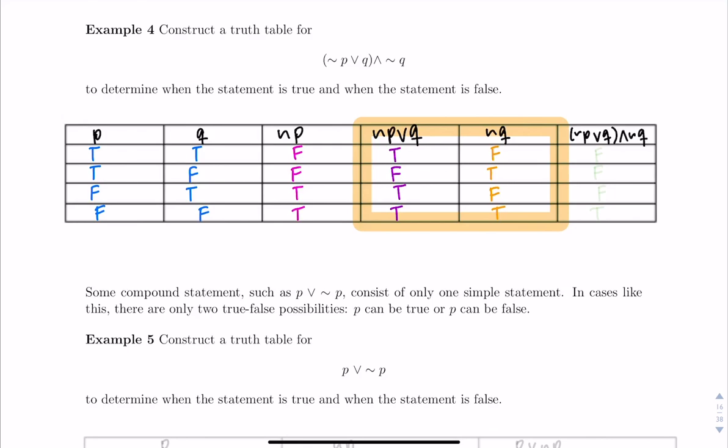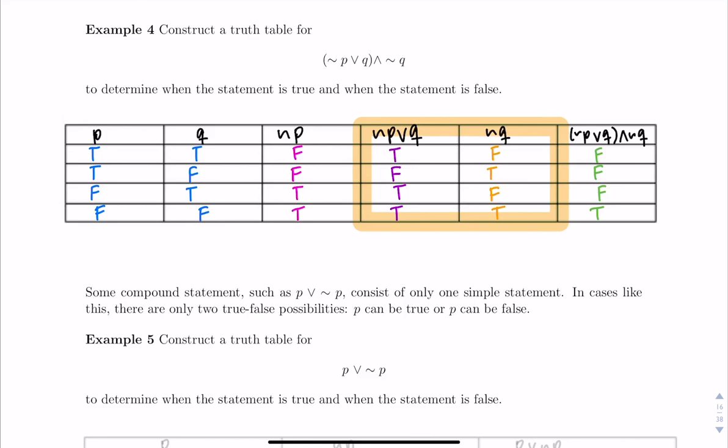And so we have true and false, which is false. We have false and true, which is also false. We've got false and false, which is false, and we got true and true, which is a true statement.